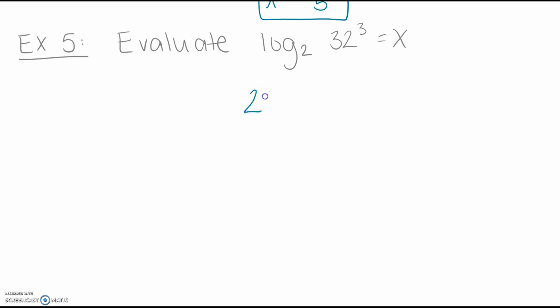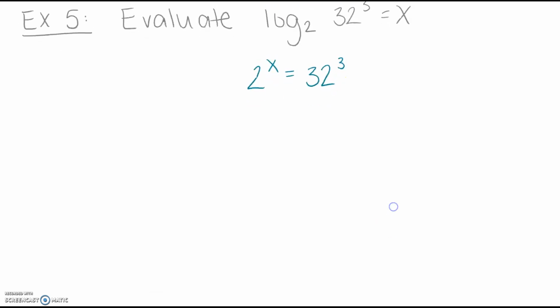So we can rewrite this as 2 to the power of x equals 32 cubed. Then we should ask ourselves, is there any way I can rewrite 32 as a base of 2? Hopefully you are thinking yes. 32 is the same as 2 to the 5th power. So I'm going to replace 32 with 2 to the 5th.